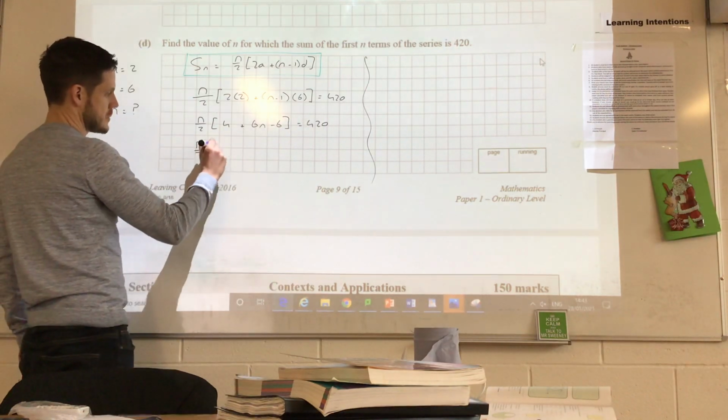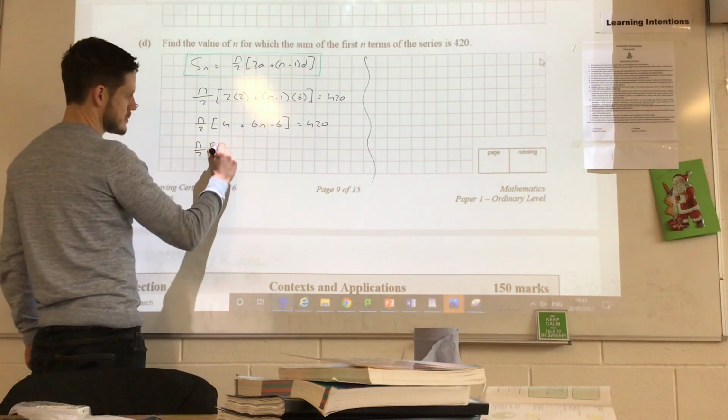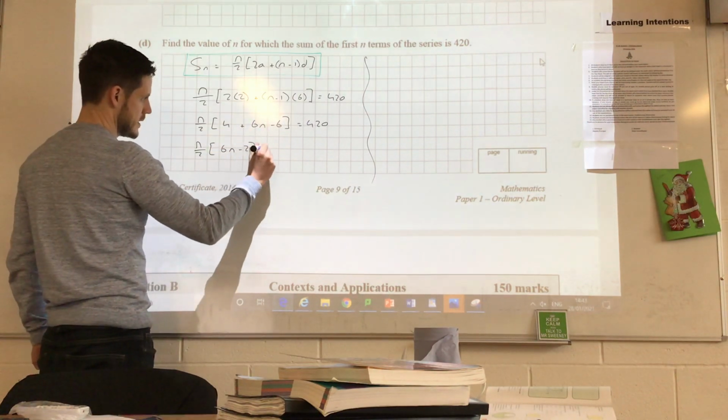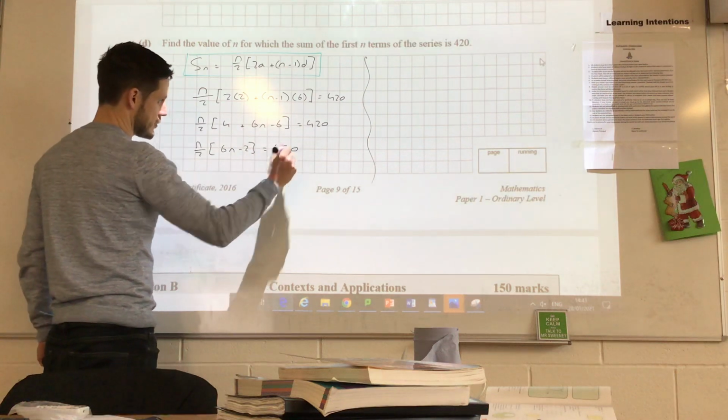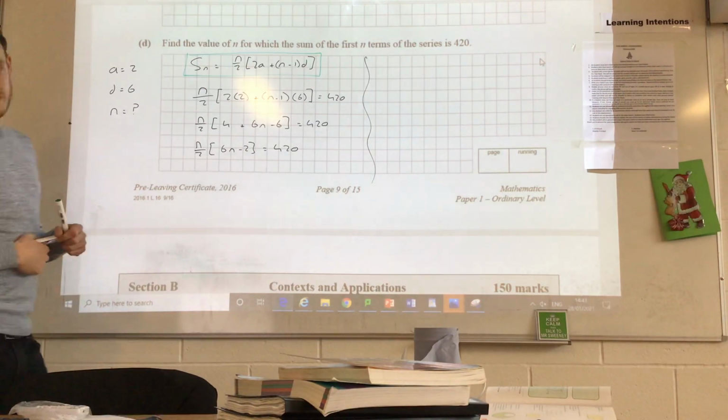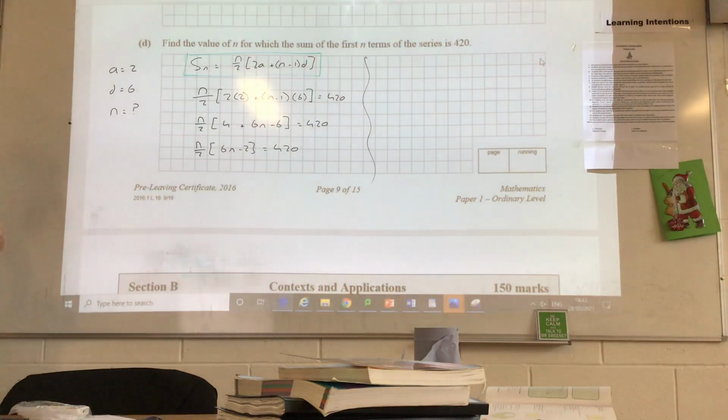Then we go n over 2, 4 minus 6 is minus 2, 6n, we can't do anything with that. So 6n minus 2 is equal to 420. So even by getting down to this far, you have a serious amount of marks. So you're getting a serious amount of marks here. So here's where it starts getting a little bit more difficult.